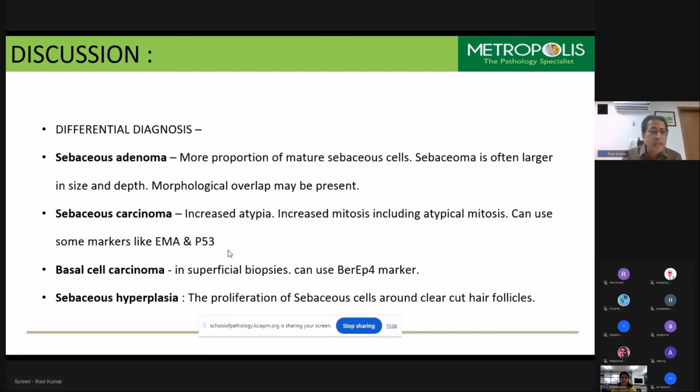Number two, in sebaceous carcinoma, again, as in any carcinoma, what you should see is atypia, increased mitotic activity, and maybe some amount of local invasion. All this should be there to call it a sebaceous carcinoma.